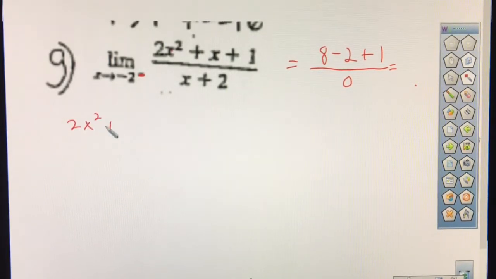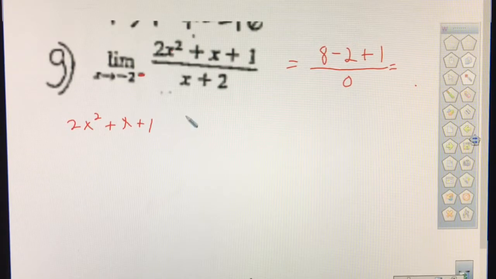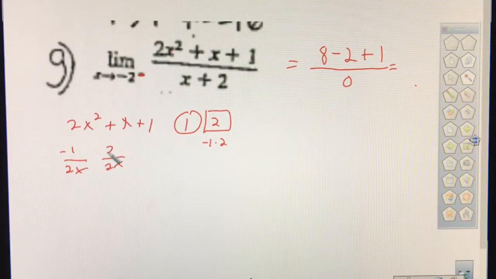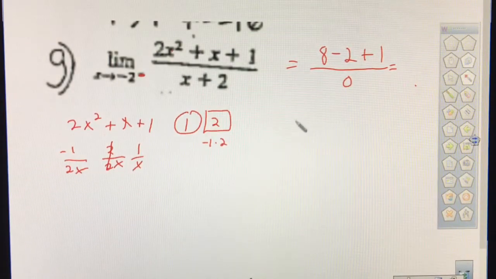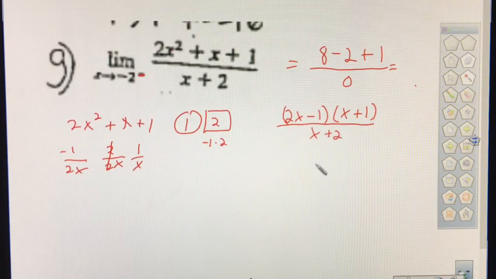So 2x squared plus 1x plus 1. I'm going to put the coefficient of 1 there, and then 2 here, and the factor is going to be 1 times 2. In order for that to reach 1, it has to be negative 1 and positive 2. I'm just factoring. So the factors at the top are going to be 2x minus 1, and the bottom is going to be x plus 1, all over x plus 2.